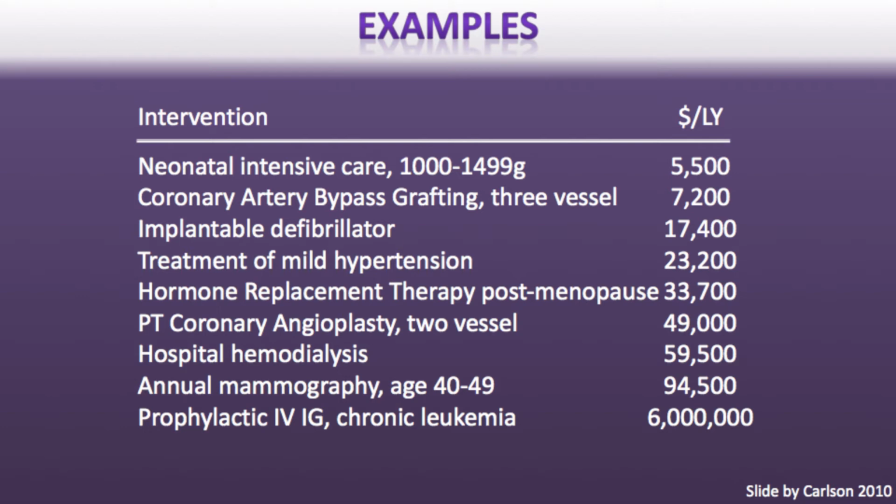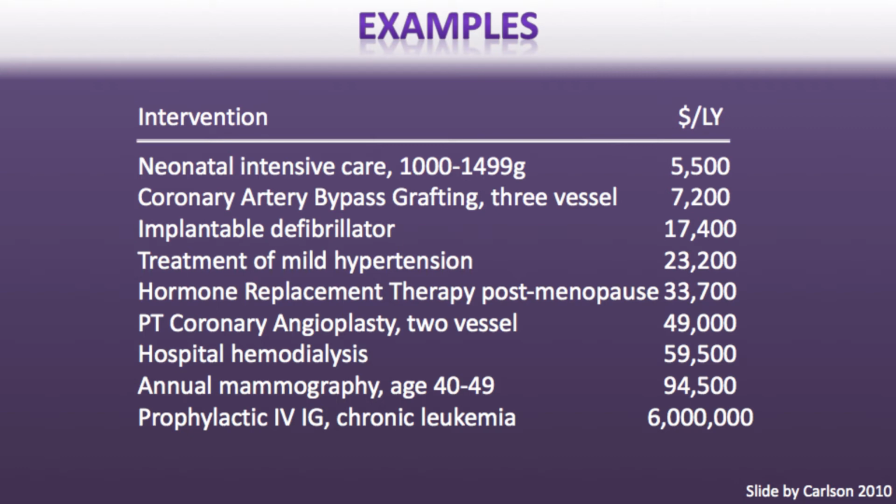So we have a few different examples. There's a range of different things that are out there in terms of the amount of cost per life year. So we can have everything from IG treatment for chronic leukemia to help protect people's immune system, down to NICU, neonatal intensive care, right? So if you look across those different treatments, there's actually quite a range. And there are some things, for example, mammography for 40 to 49, which actually is kind of on that upper level, but we do fund that.